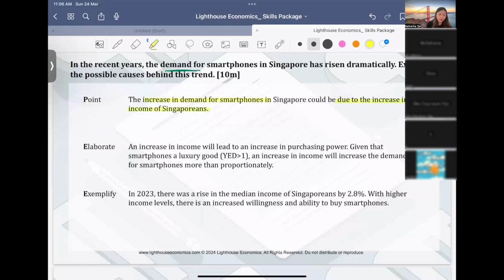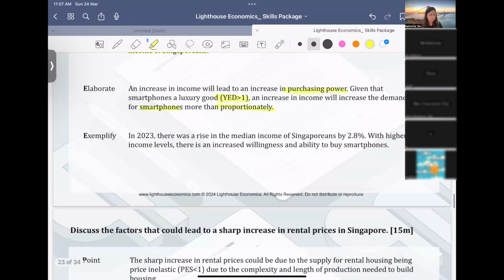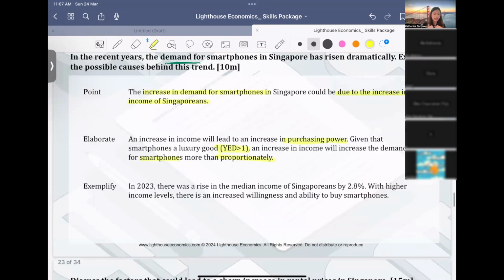Okay, so an increase in income will lead to an increase in your purchasing power. And given that smartphones are a luxury good, so YED is more than one, an increase in income will increase your demand for smartphones more than proportionately. For H1, I don't know if any of you are H1, you don't need to care about YED. You can just tell me it's a normal good, or you don't even have to tell me because it's not your syllabus.